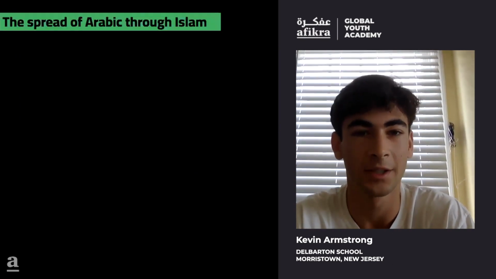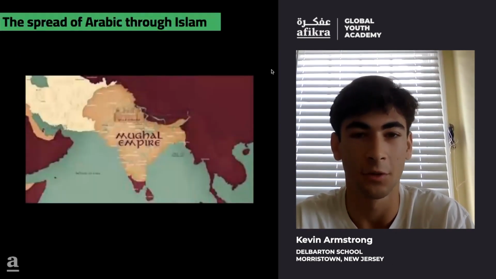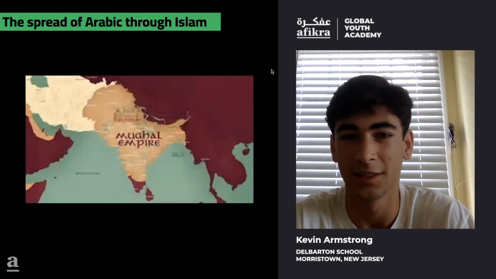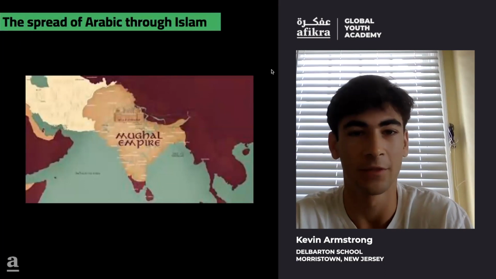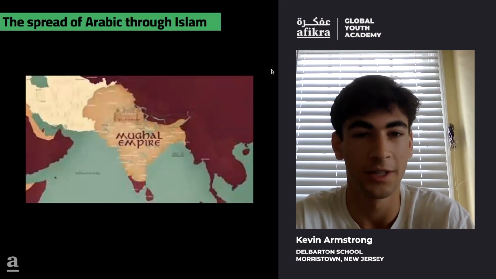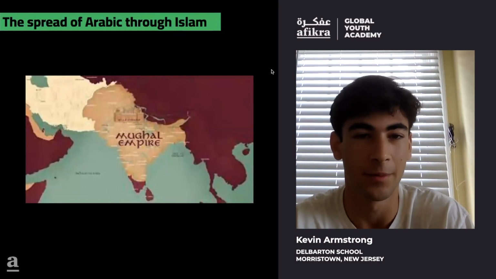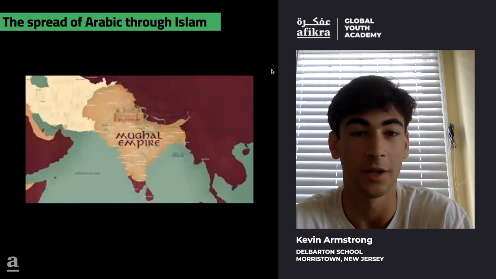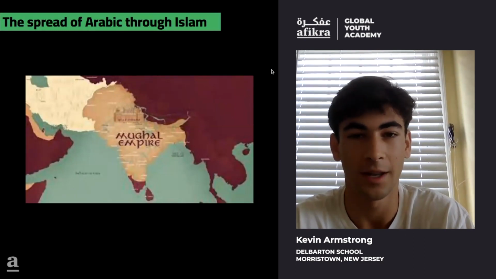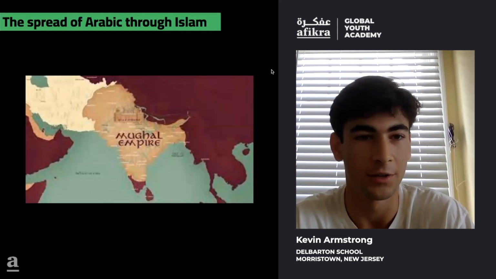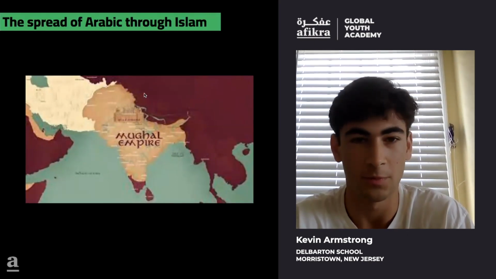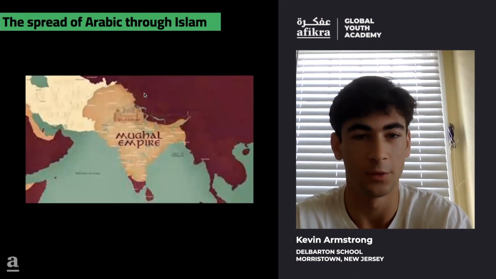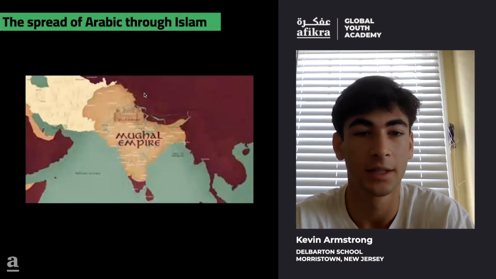So another way Arabic spread was through Islam. Throughout history, religions have always spread pretty easily to other areas of the world, especially with a lot of aspects of Islam that make the religion so appealing to a lot of people groups in history. And because of this, Arabic as a language was able to spread with Islam where it might not have otherwise, because of how integral Arabic is to Islam and the Quran. Muslims believe that the Quran should only be read as it was originally written, and that was in Arabic.